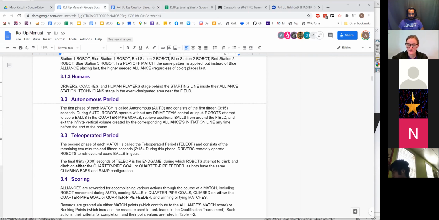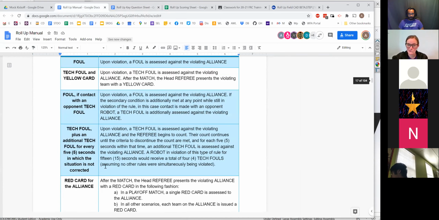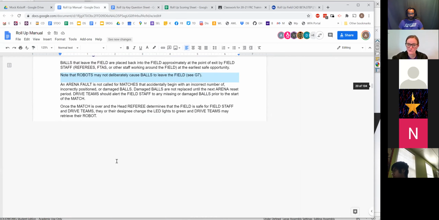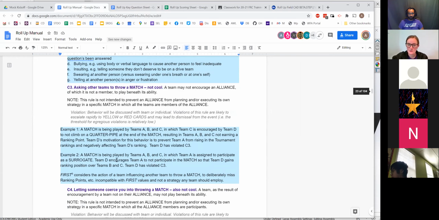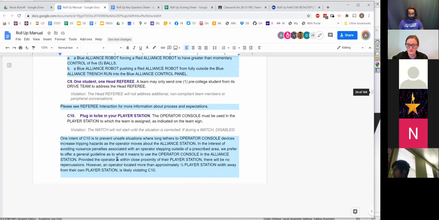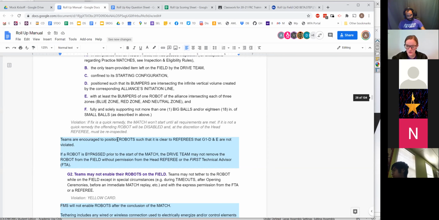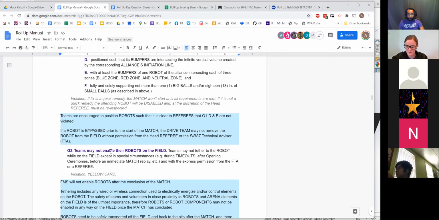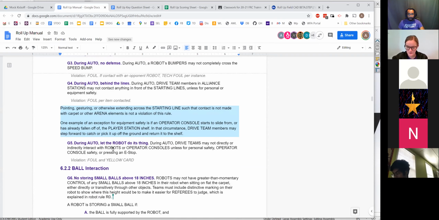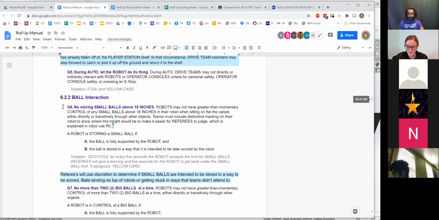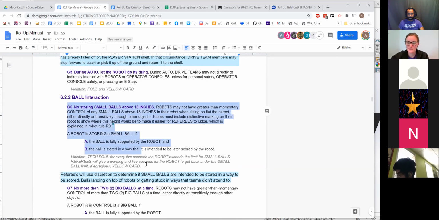It's one of the G rules. Oh, can you guys hear me? Yes, we can hear you, Grisha. So basically each robot has to have a clear and distinct marking that marks the height of 18 inches on the robot. It'll help the referees to see when the small balls in the robot are above the height limit of 18 inches. That's what the 18 inches is about. So that's why it's a height instead of a number of balls.